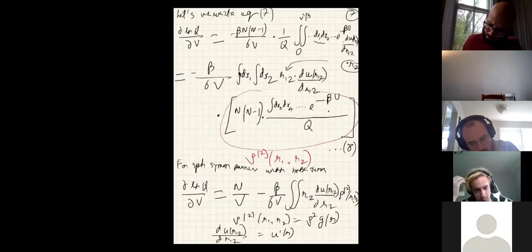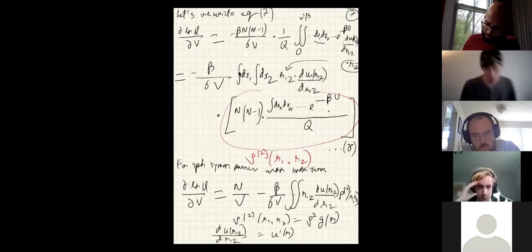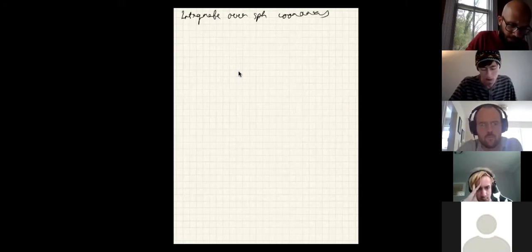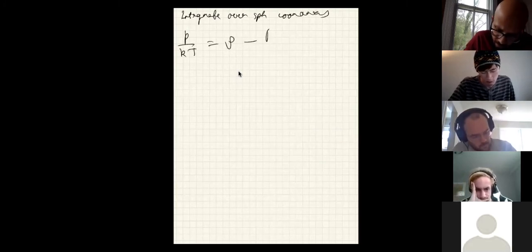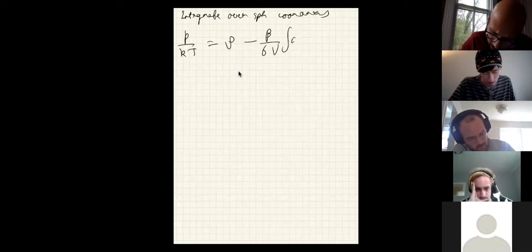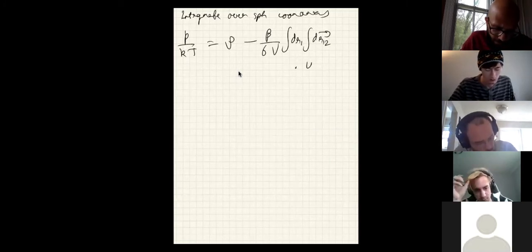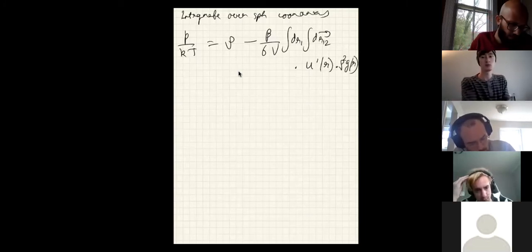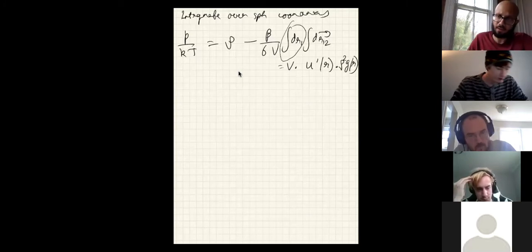And over here, we have to integrate over a vector. So integrate over spherical coordinates to get finally that E by KT is equal to rho minus beta by 6V. So what do we mean by integrating over spherical coordinates? We are saying you have a dr1 and now you have a dr12 prime multiplied by u prime of r multiplied by rho square g of r. This thing is volume. Integral dr1 is volume if you look at the first particle.